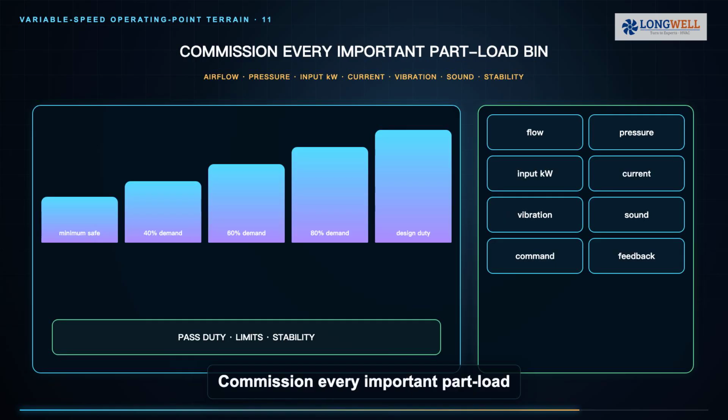Commission every important part load bin, minimum safe point, intermediate demand, and design duty. At each bin, measure airflow, pressure, electrical input, current, vibration, sound, command, and feedback. Confirm duty, limits, and stability together. A low instantaneous kilowatt reading is not enough if airflow or control is unacceptable.